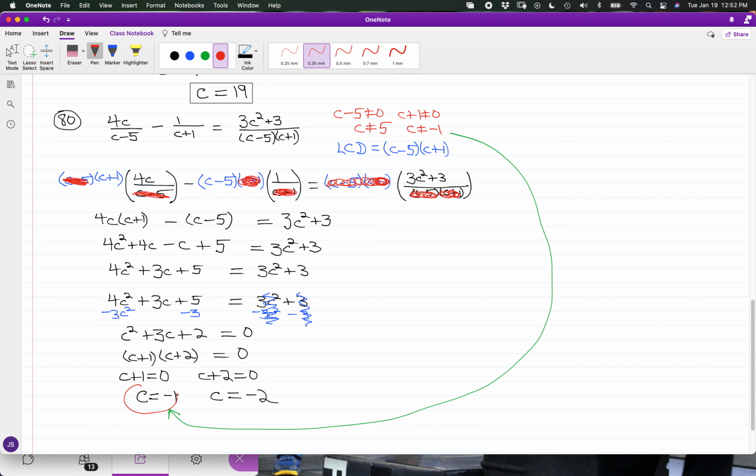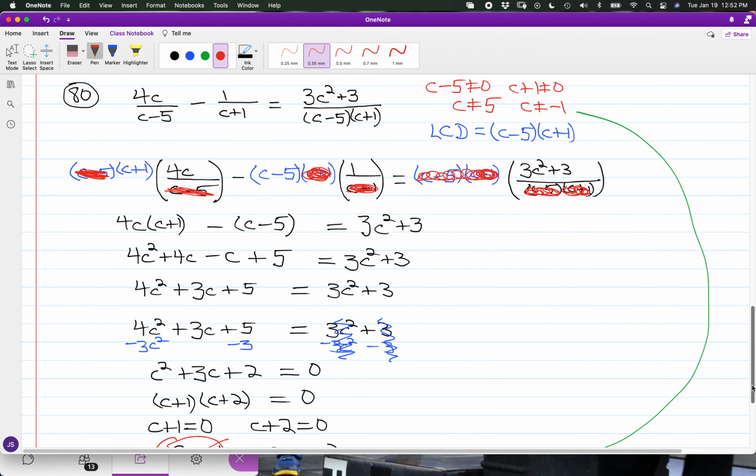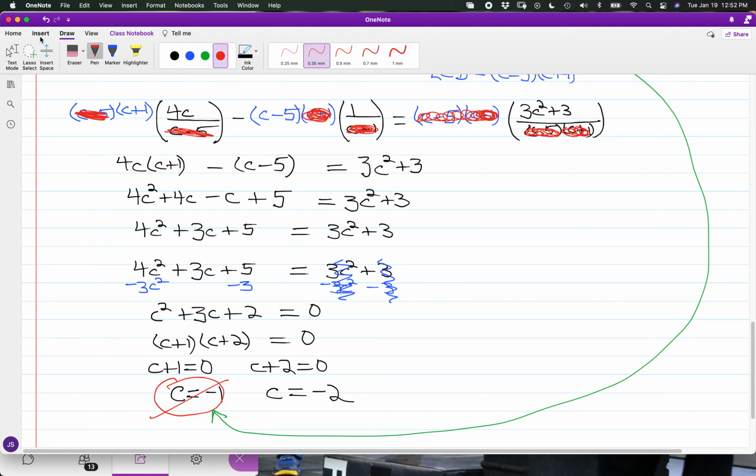c equals negative 1 is not going to work, and this will be referred to as an extraneous solution. And what I mean by extraneous is that it looks like it's going to be a solution on the basis of the subsequent steps. However, in terms of the restrictions imposed from the get-go, that will affect what is introduced and what the outcome ultimately ends up as. Okay, well, this one does not qualify.